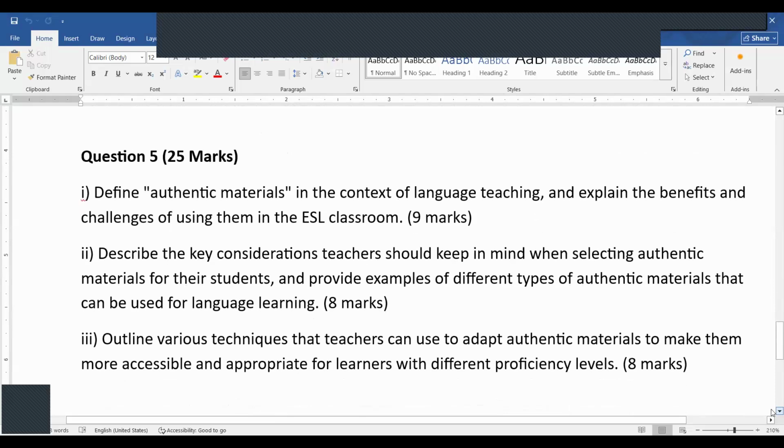Today what we did: define authentic materials in the context of language teaching and explain the benefits and challenges of using them. Okay, I hope you can answer that. Authentic materials are the materials which were not originally made for teaching. And that's how we started today's lesson. As we did it today, your memory should be very fresh.